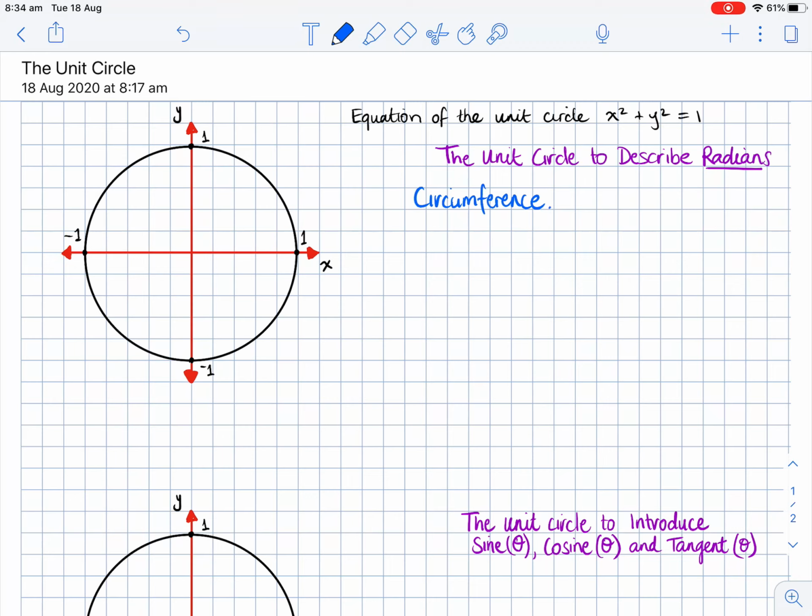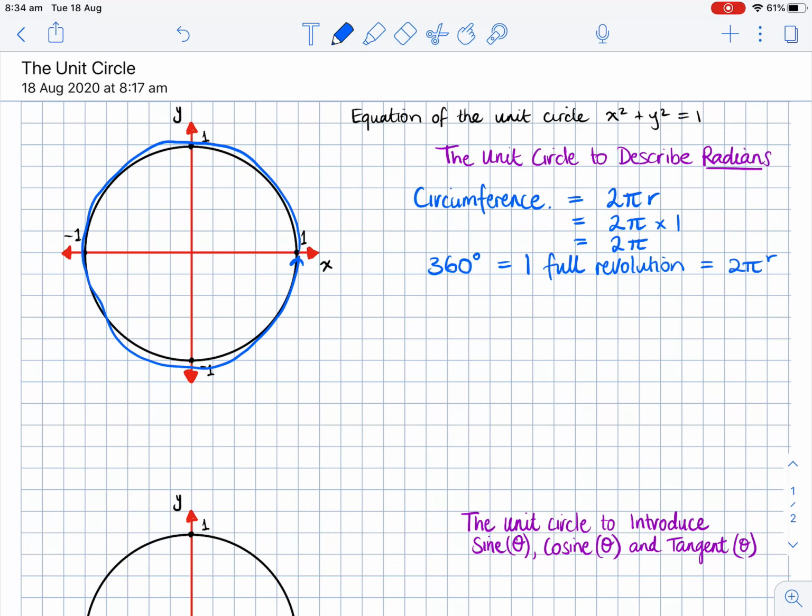Now, if we know radians is the measure of the circumference of the circle from the start all the way to the finish, then I can start with my basic measurement formula that circumference is equal to 2 pi r, and in this particular case it is the 1 unit circle, so it's 2 pi times 1, and we don't need to write the times 1, so we just get 2 pi. So that gives us that 360 degrees, one full circle, one full revolution is equal to 2 pi radians.